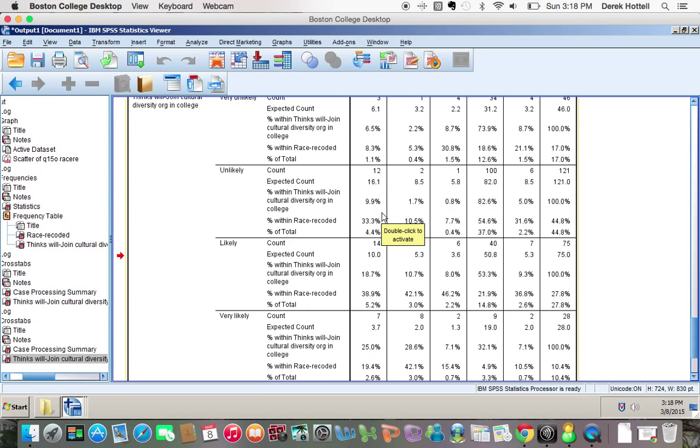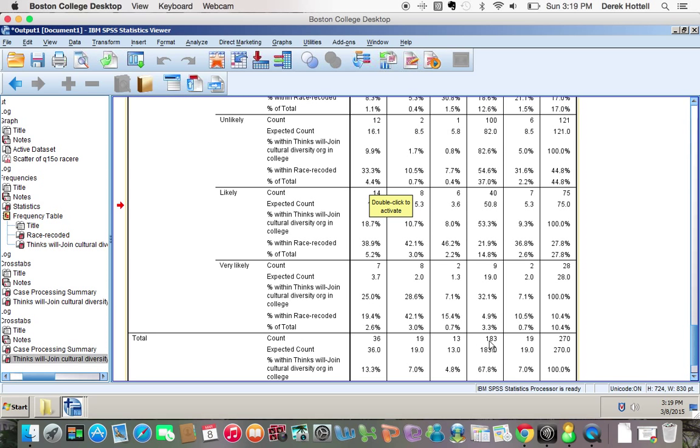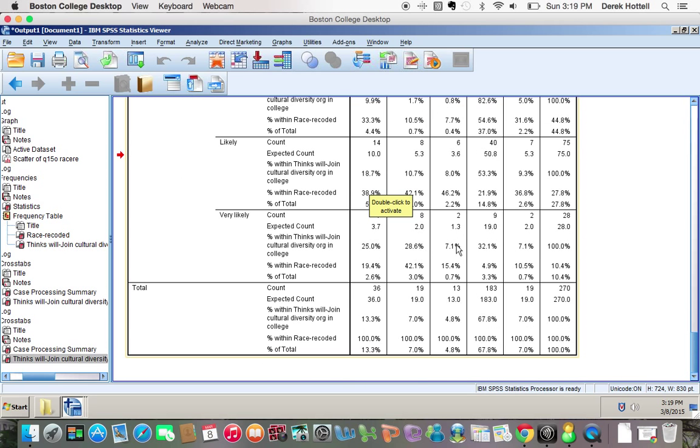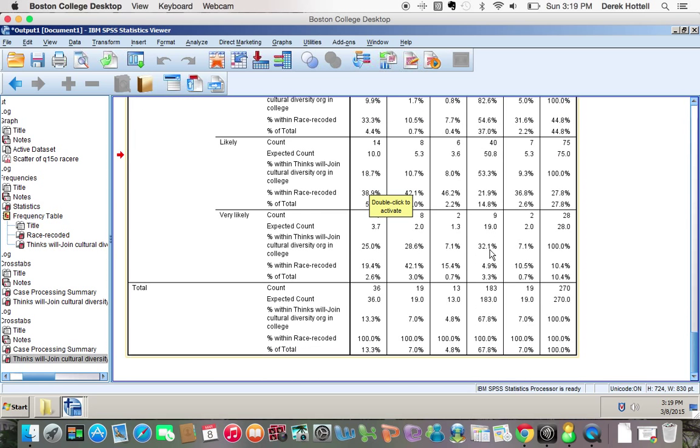Now, the way to test for that, so this is crosstabs, right? So this is interesting to see. If we just look at this and we removed expected count, you could see there's already some interesting differences here. So see, percent thinks they will join a cultural diversity organization. 73.9% of students who identify as white say they're very unlikely to join. And tellingly, those who are very likely, you could see that 25% of those who are APA are very likely, 28.6% for African American or Black. And if you look at white, it's 32.1. It's a much lower percentage there for them.